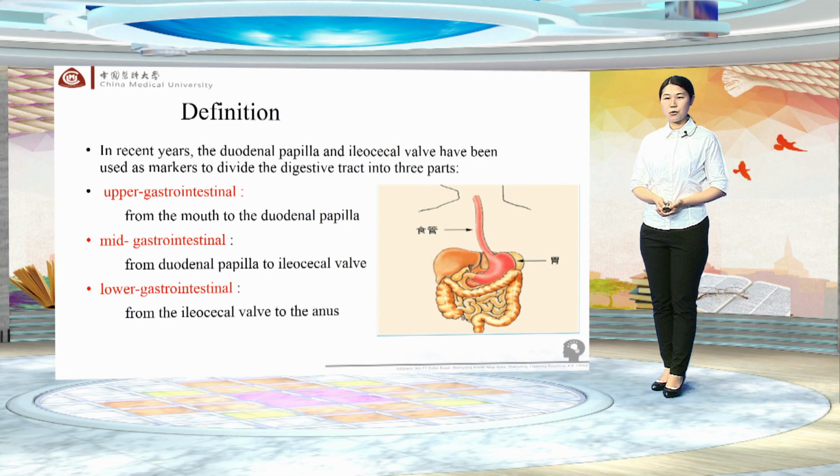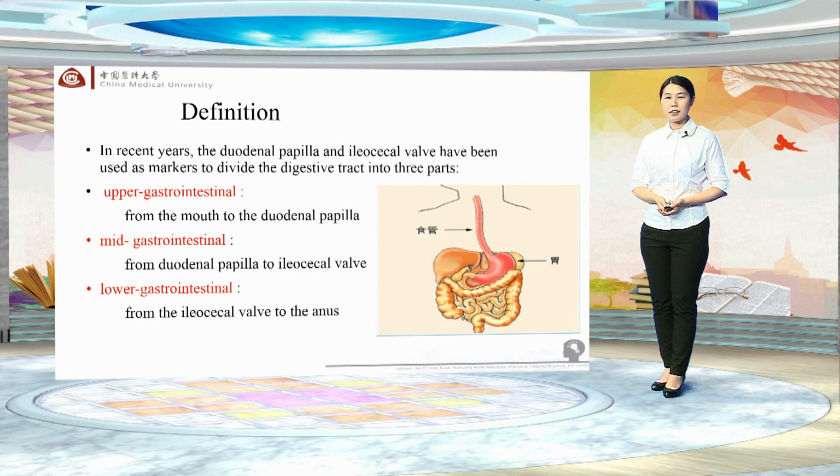At the beginning, we need to know what the upper gastrointestinal tract is. The traditional concept is based on the Treitz ligament, which divides the digestive tract into the upper digestive tract and the lower digestive tract. But the Treitz ligament is an extraluminal marker that is difficult to distinguish under digestive endoscopy. With the development of endoscopy and imaging technology, in recent years, the duodenal papilla and the ileocecal valve have been used as markers to divide the digestive tract into three parts.